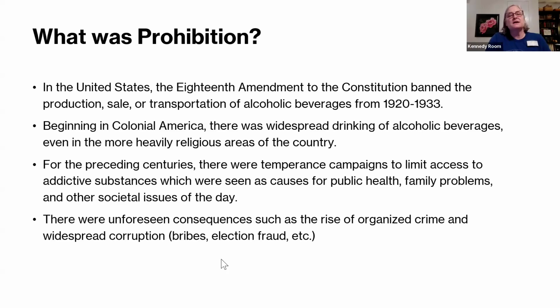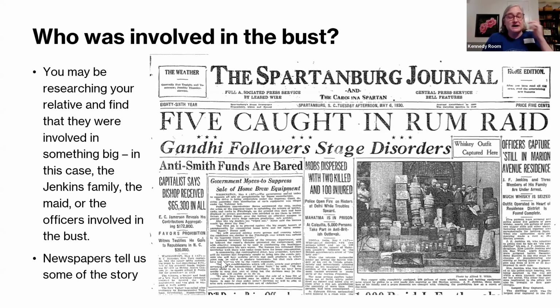So, who was involved in the bust? Well, front page of the paper, Spartanburg Journal and Carolina Spartan, May 6th, 1930. This was our afternoon paper, so this happened that morning. It was in the paper that afternoon. And so you may find your relative and find that they were involved in something big. In this case, the Jenkins family, the maid, or even the officers involved in the bust.